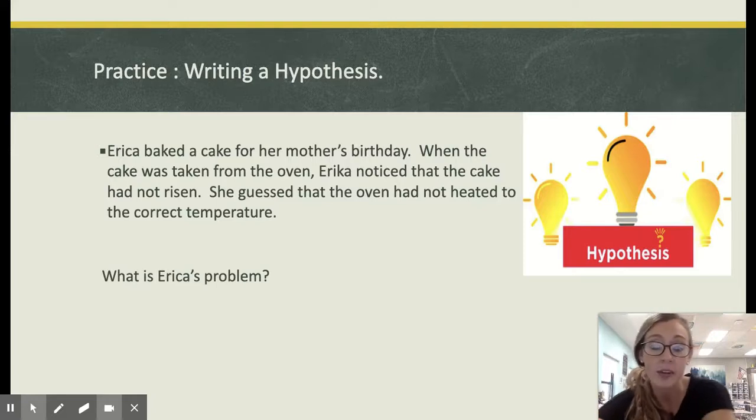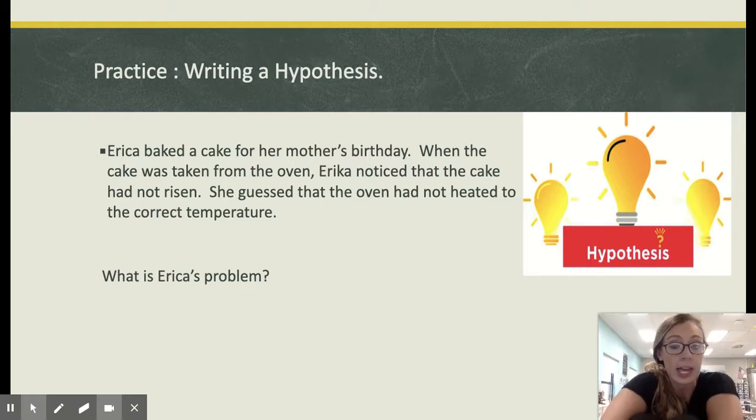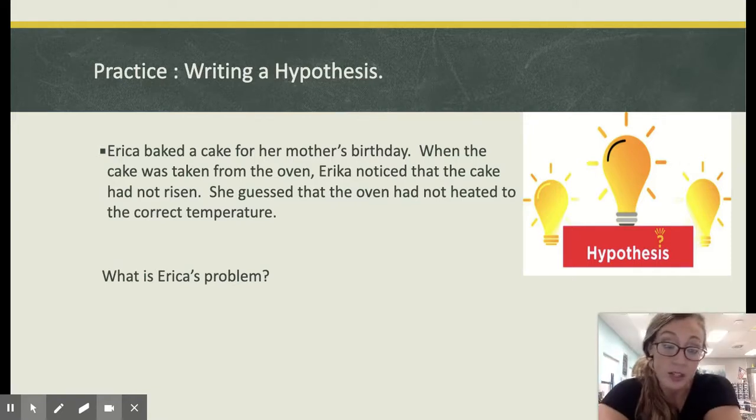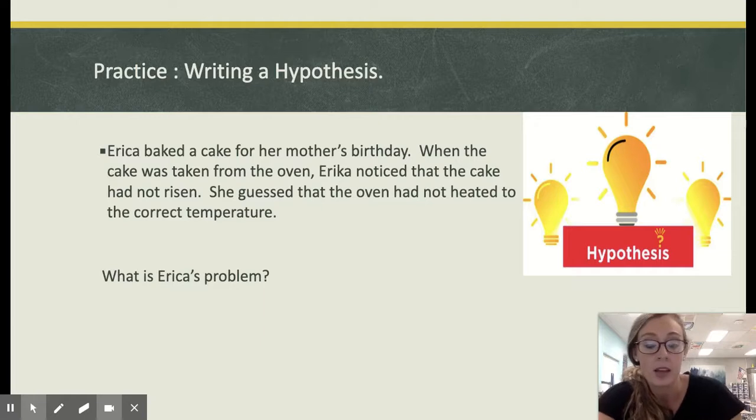Erica baked a cake for her mother's birthday. When the cake was taken from the oven, Erica noticed that the cake had not risen. She guessed that the oven had not heated to the correct temperature. So Erica has a problem here, right? Her cake did not bake properly. So we have to figure out why her cake did not bake properly. So the problem is that her cake didn't bake properly, right?